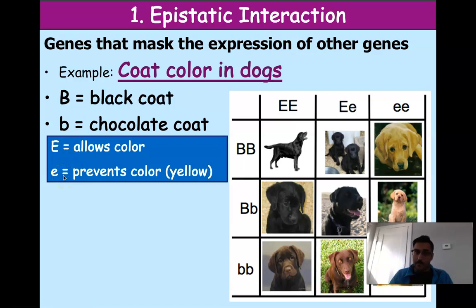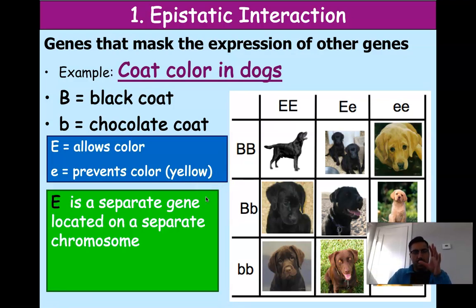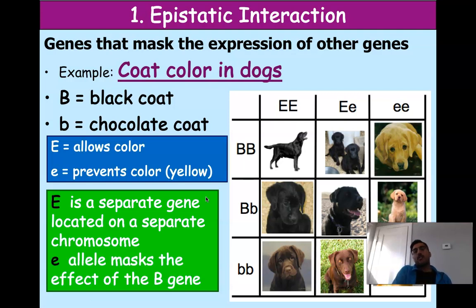Remember, we're looking at dihybrid crosses, two totally separate genes interacting with two separate traits. But in this case, with epistatic interaction, that second trait is actually affecting the first trait in that dihybrid cross. So let's just do a cross here. If big E is a separate gene on a separate chromosome, little e is going to mask the effect of the B colored gene. If it masks it, it prevents the color of the B, so it's either black colored or chocolate colored. And if it covers it, it's going to be yellow, or lack of black or chocolate.